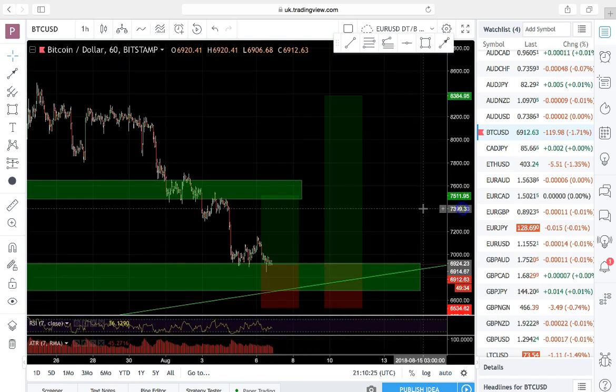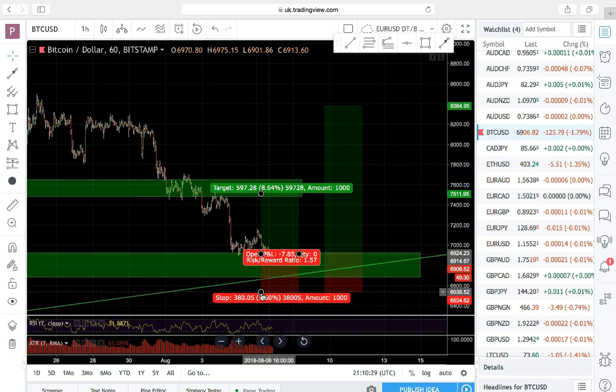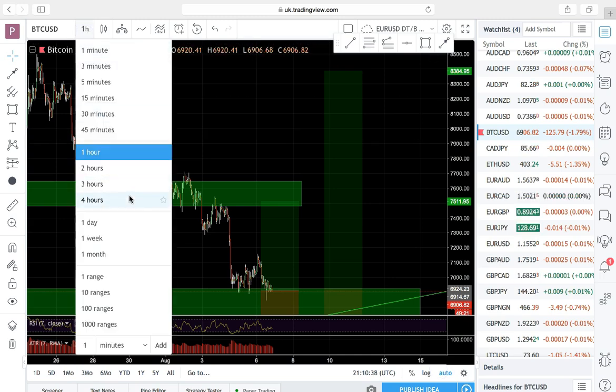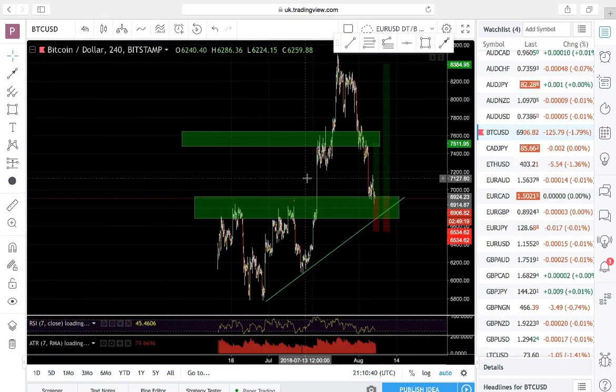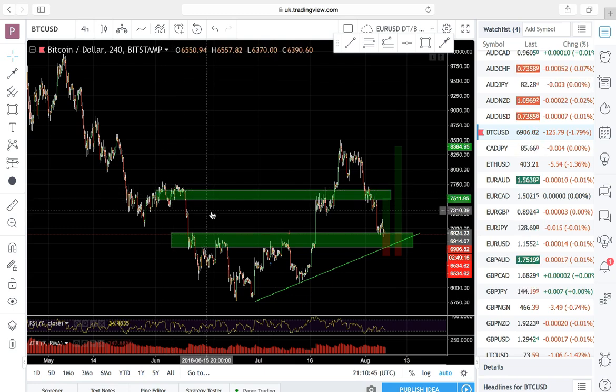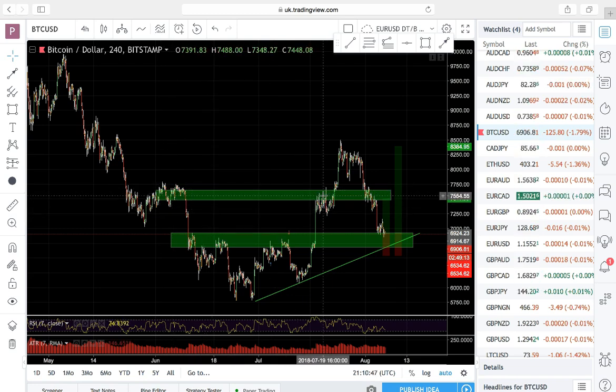So the question you ask yourself is, okay, cool, this is my entry. Where's my stop? Stop below structure. Stops are always below structure. Where's my target? First target is at the next structure. So you ask yourself, why did I put the first target here? If you look left, you can see structure right here, you can see structure right here, and you can see structure right here.